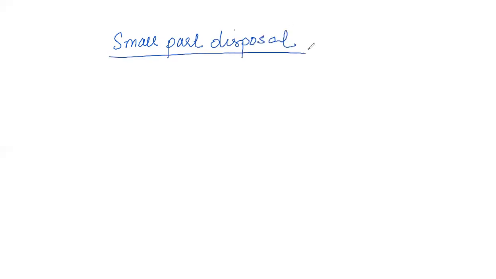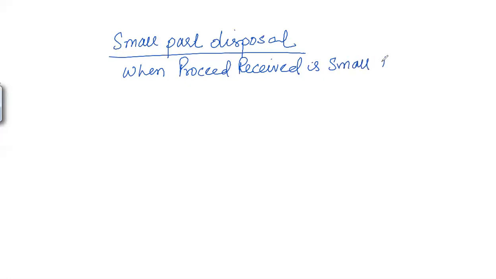Now another rule is the small part disposal. It is covered in the part disposal calculation. So obviously it's related to land and building. So when the proceeds received from the disposal of a part are small, then a part disposal gain or loss arises.